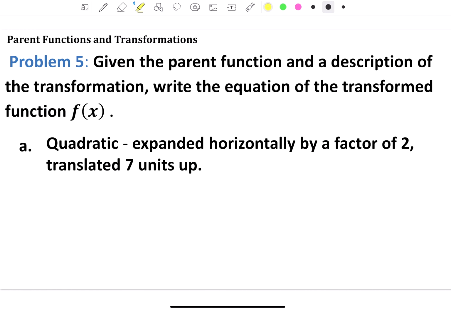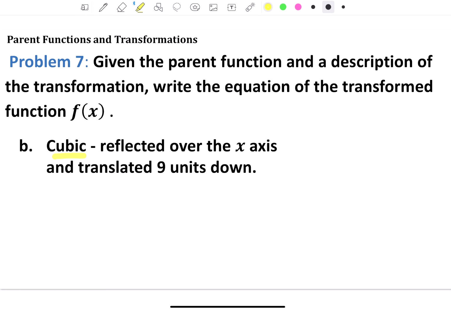Given the parent function and a description of the transformation, write the equation of the transformed function. Quadratic, expanded horizontally by a factor of 2, translated 7 units up. So that would be one half x squared plus 7. f of x equals 1/2 x squared plus 7.